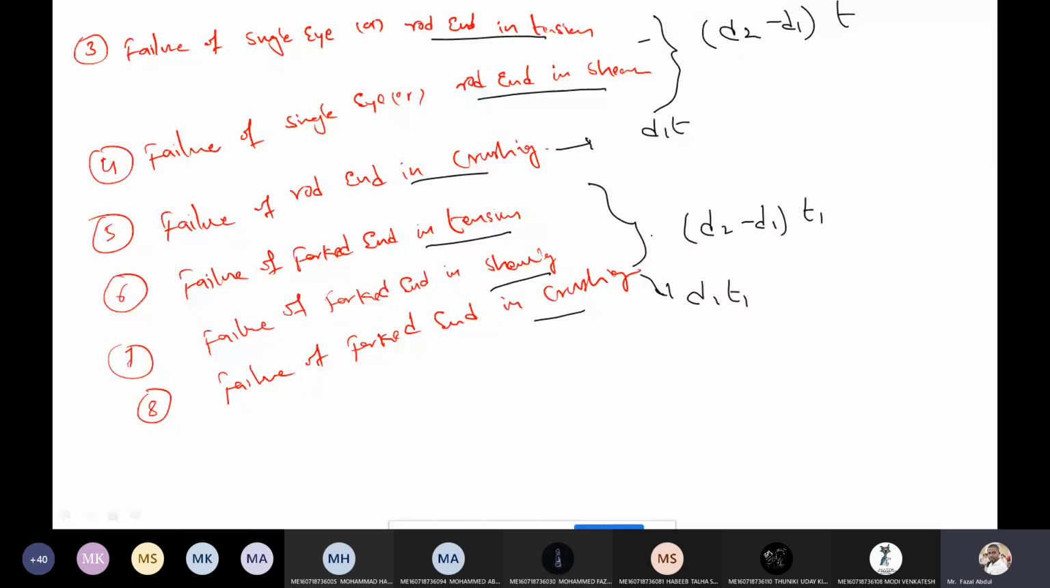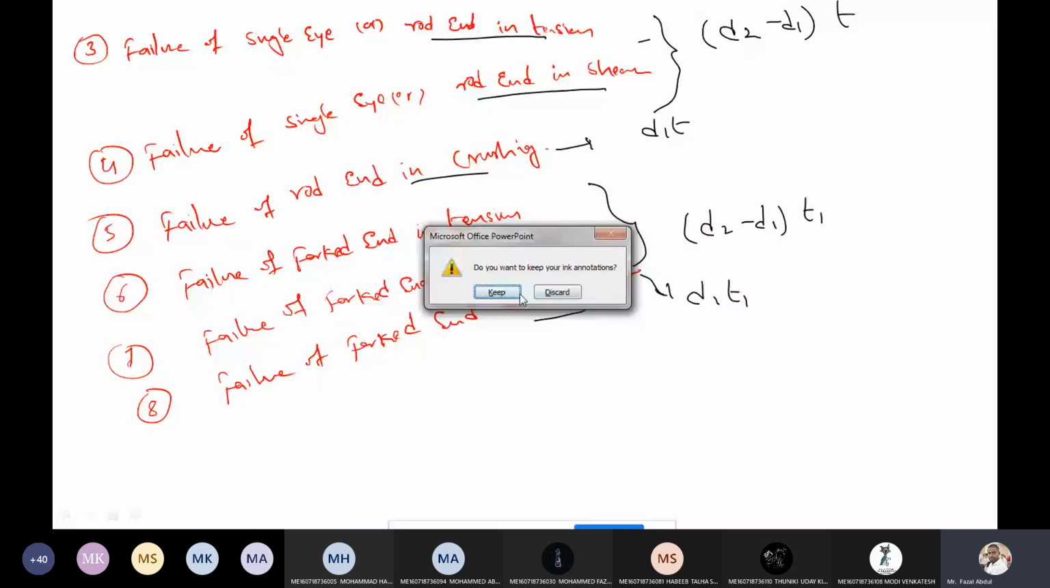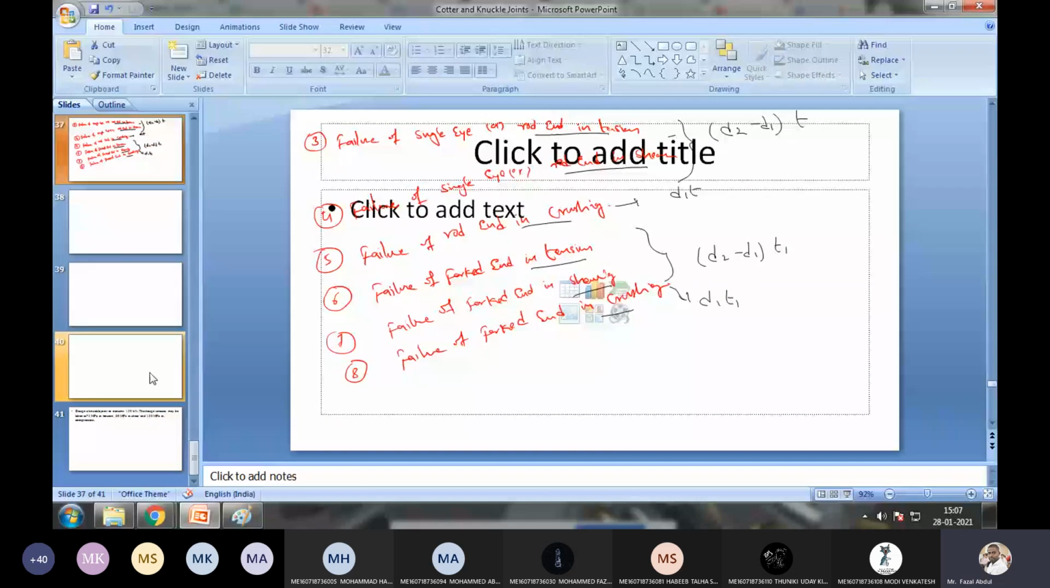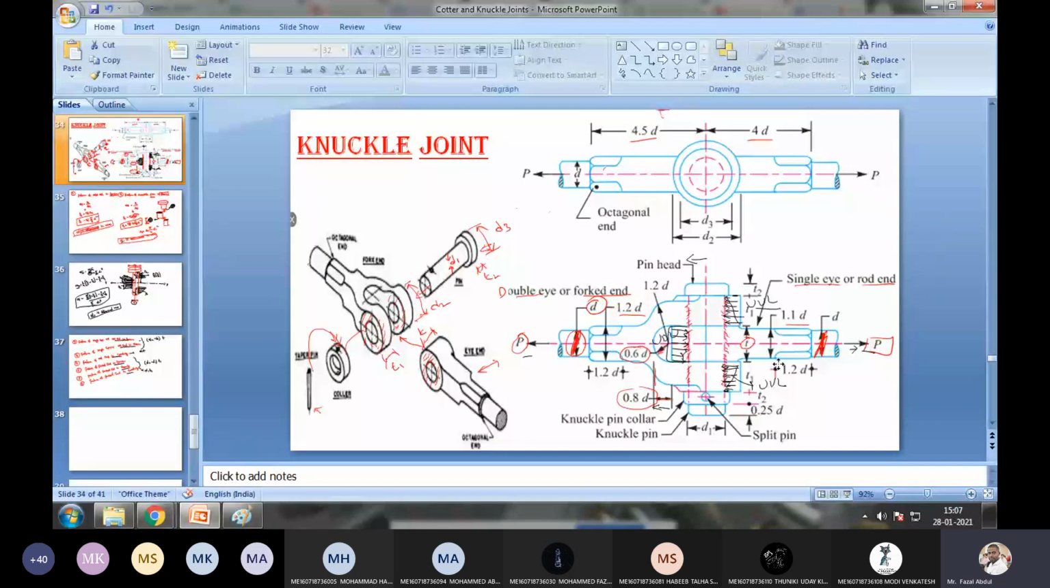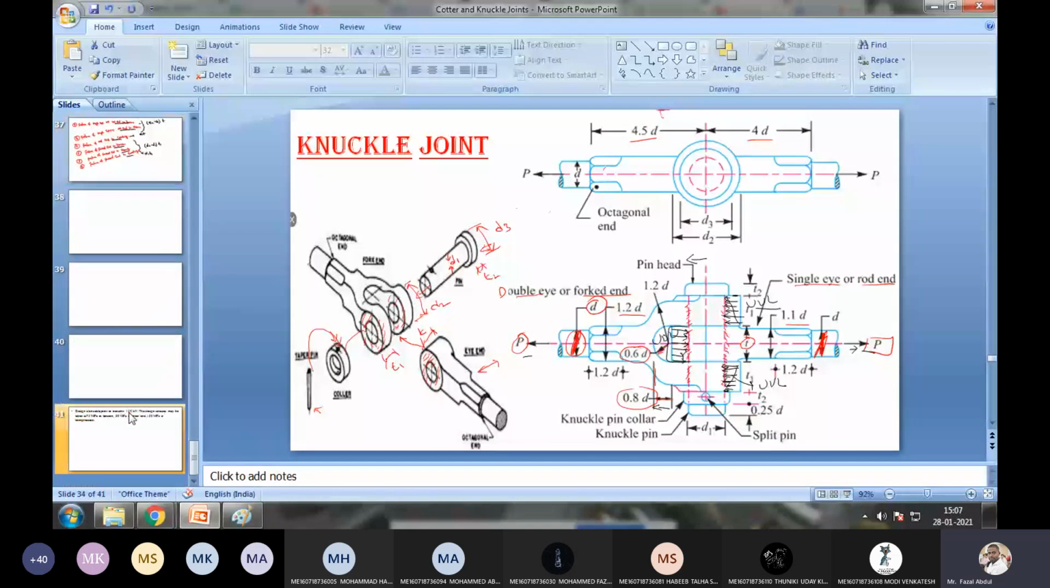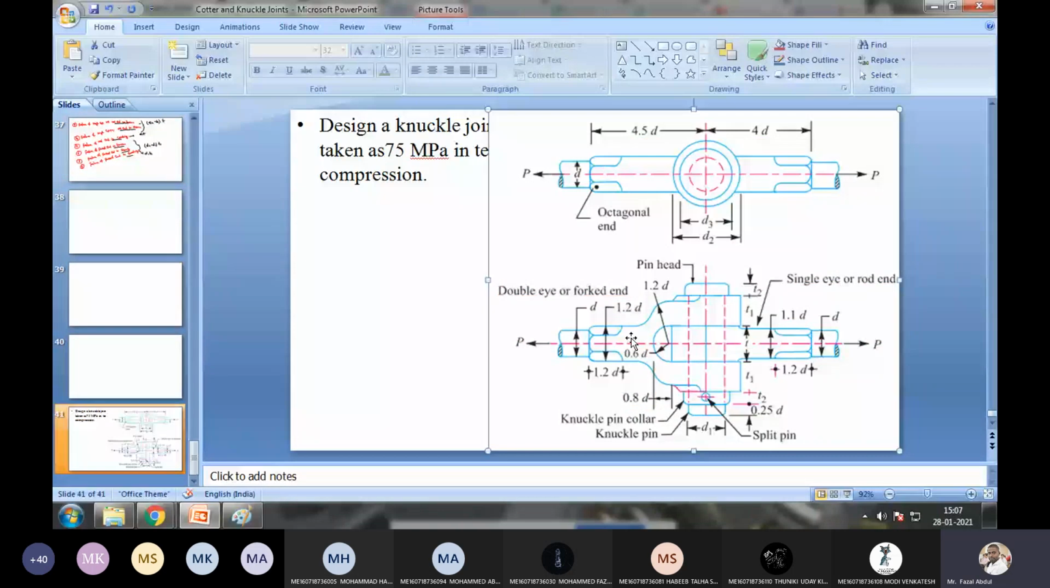Any doubts regarding this, Babu? Shall we move to one problem? Yes, Babu.